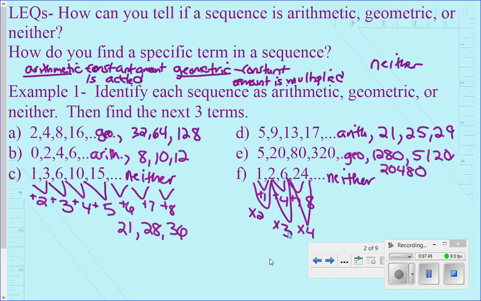But hopefully you're noticing that it's times 1 more than the previous multiple. So this is going to be times 5, and then times 6, and then times 7. So the next 3 terms are 120 and 720 and 5,040.